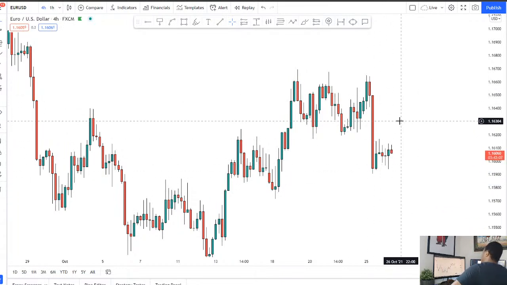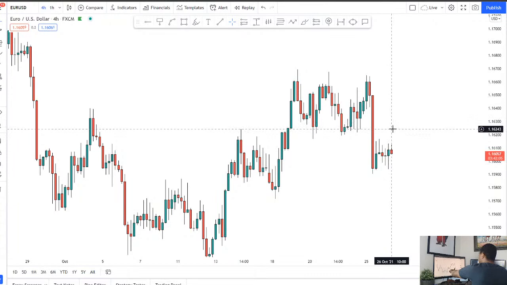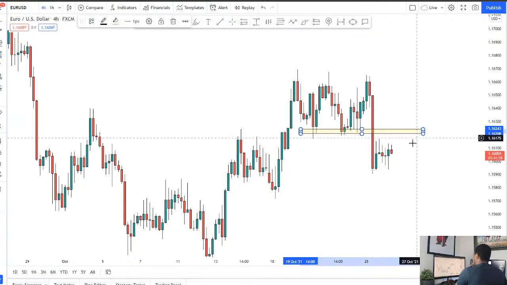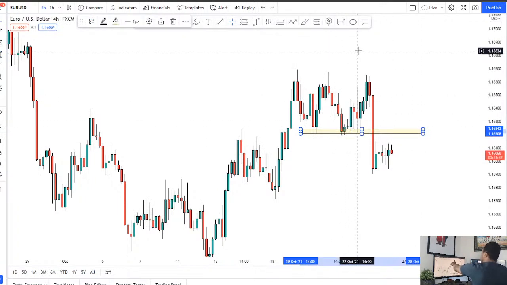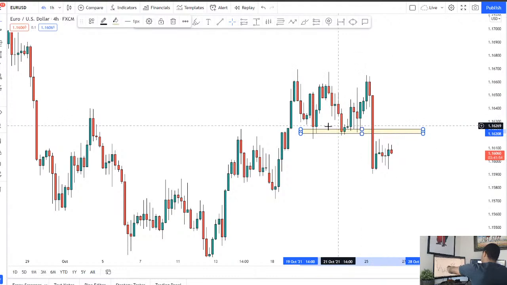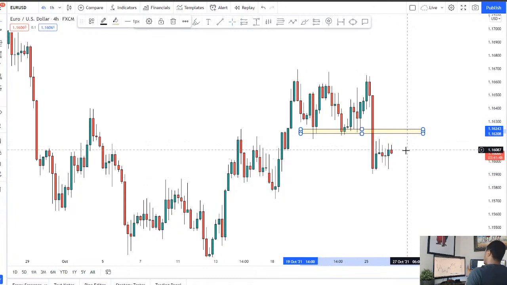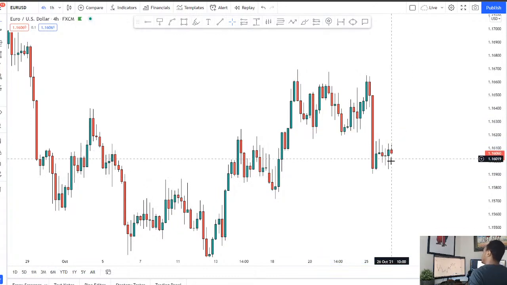So for this pair, big move to the downside this week. It happened on Monday. It broke through this support quite easily. Last week we were looking for longs off this support to continue price to the upside, but eventually price formed a bit of a range, and then we broke to the downside out of that range yesterday. So we're looking quite bearish here, I believe, for Euro USD.